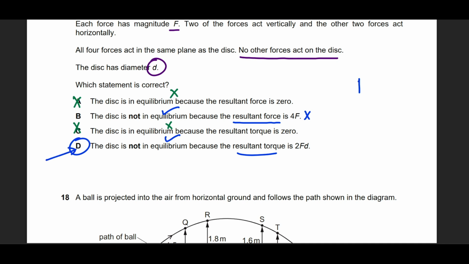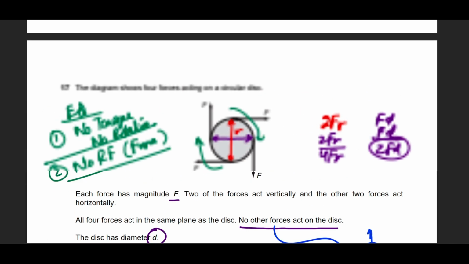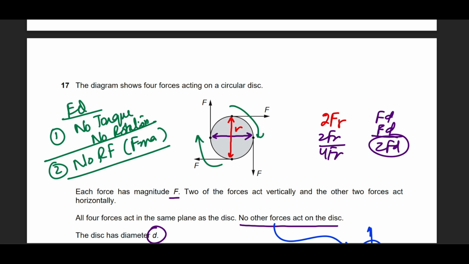Resultant force would mean that the object itself is moving left, right, up, and down. There are no other forces acting except these four. So they are going to cause rotation rather than moving in a certain direction. It's not going to move over here, or over here. It is going to keep rotating on its own axis, right? So we need to keep this in mind.